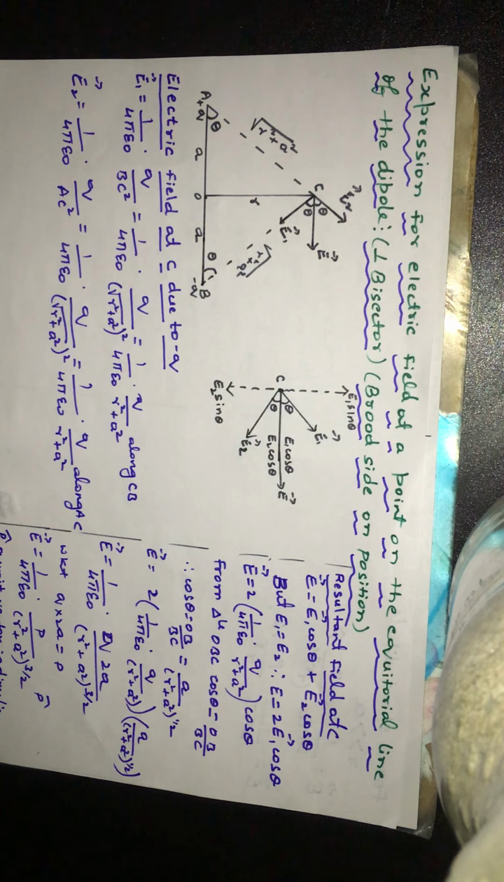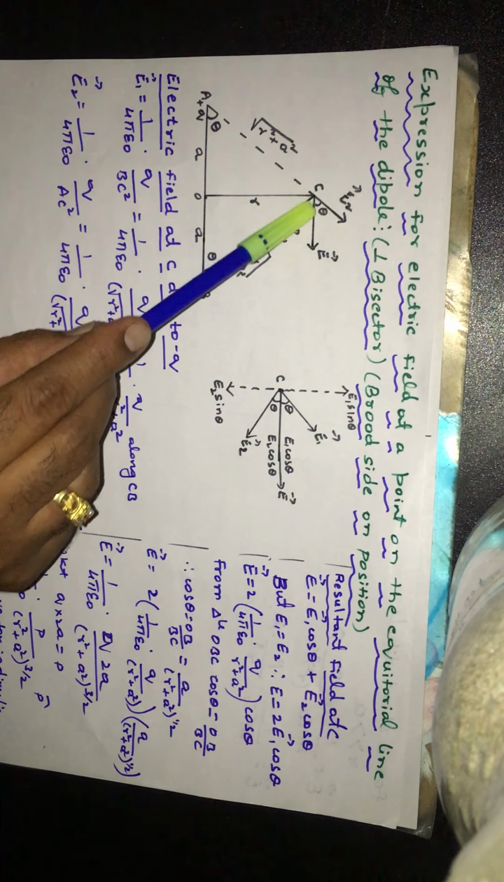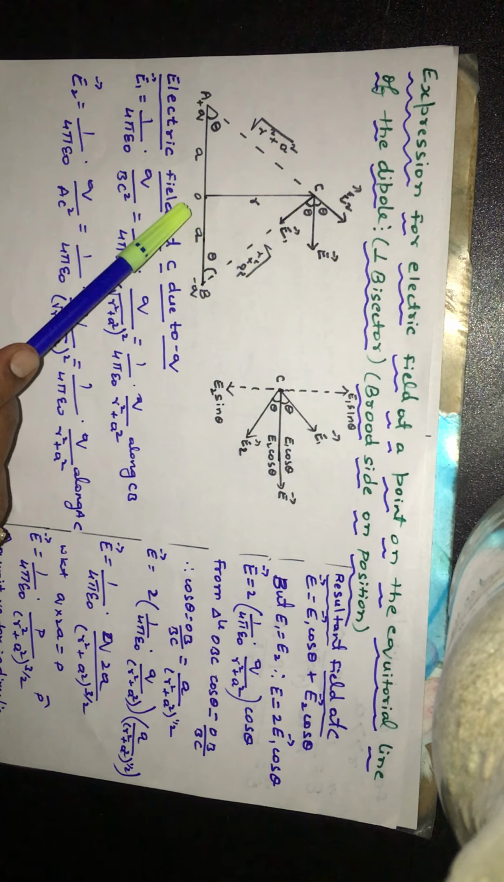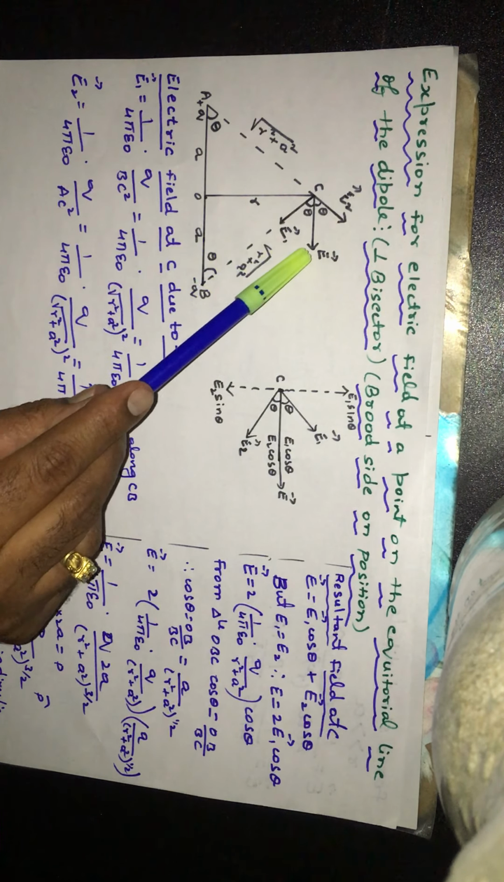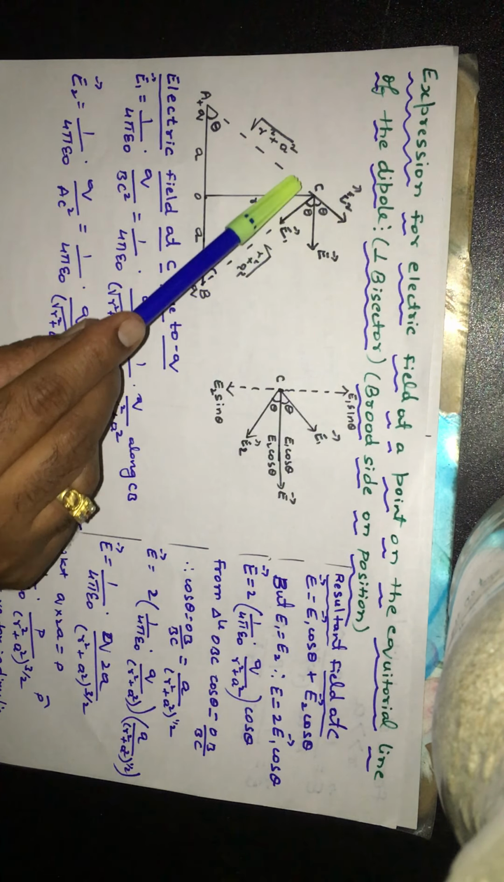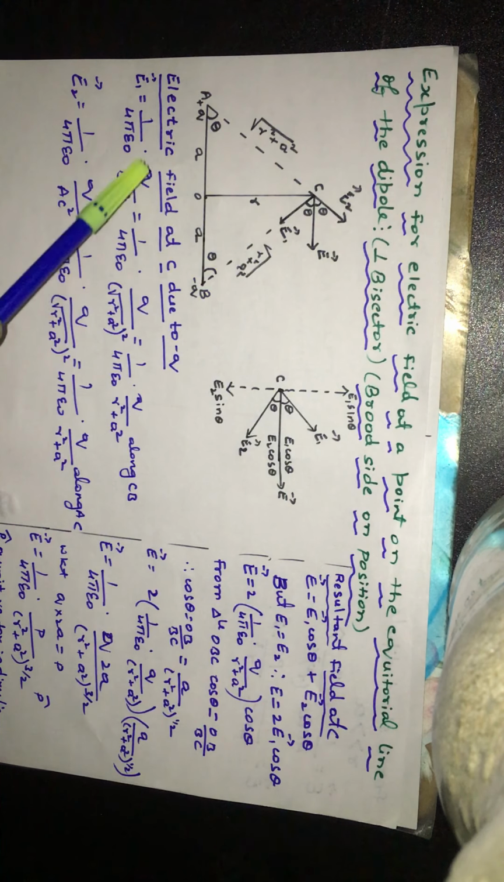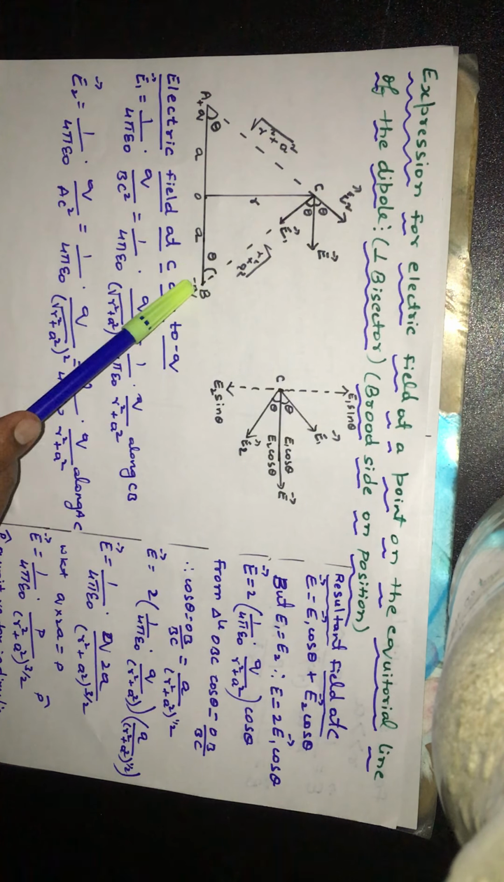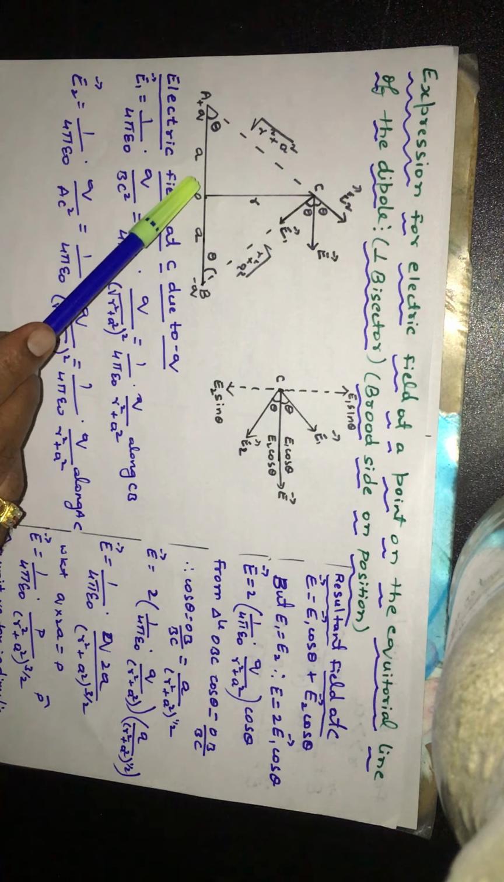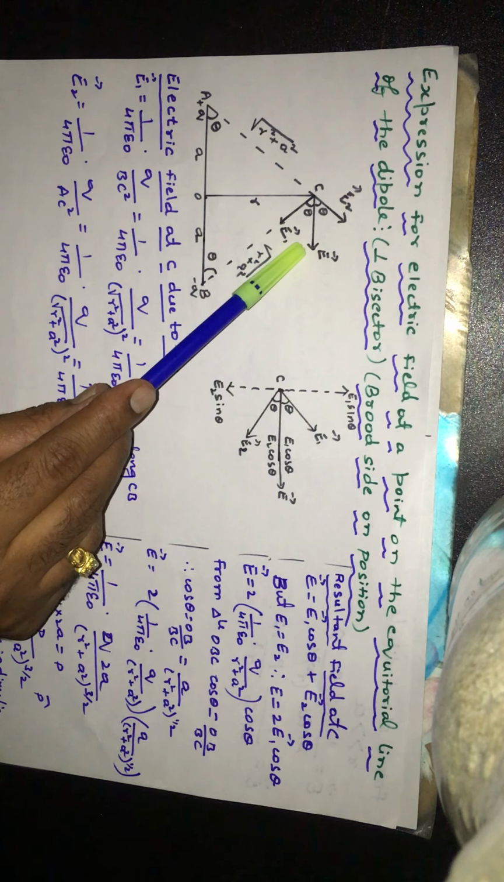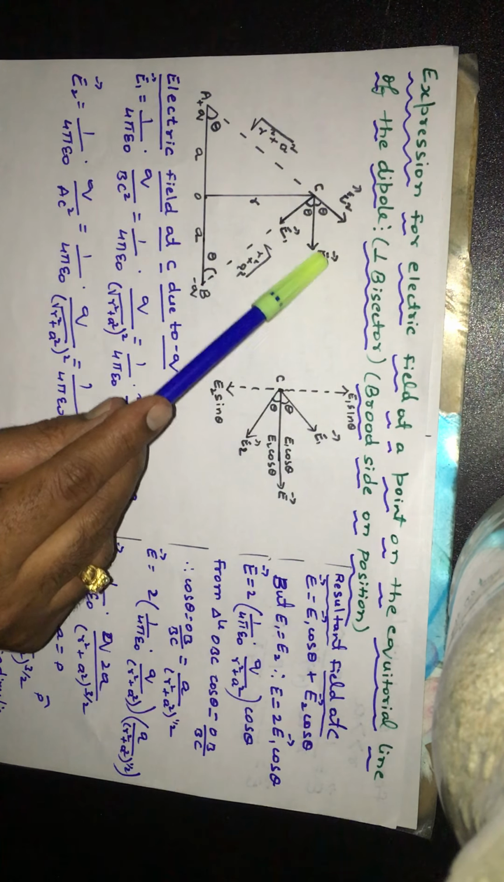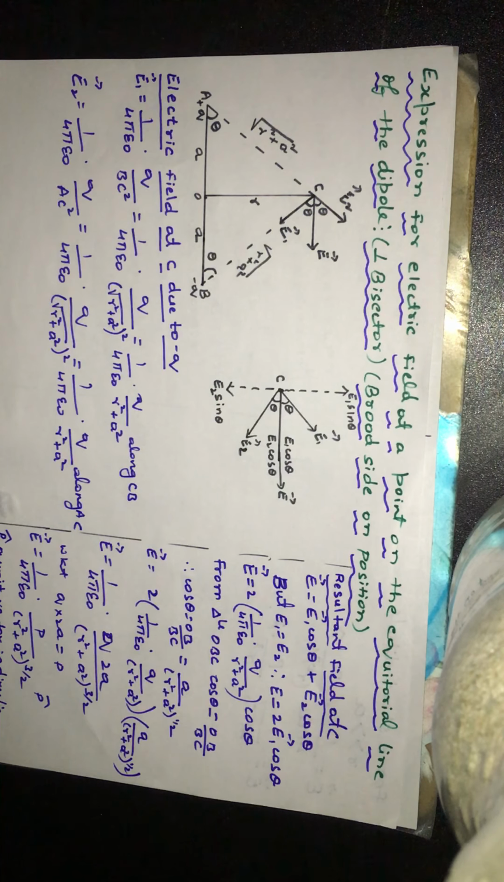Here you can observe the resultant field E is parallel to the direction of the dipole axis, but directed opposite to that of the dipole axis. So the dipole axis is always from negative charge to positive charge, but the direction of the resultant field is directed from positive charge to negative charge.